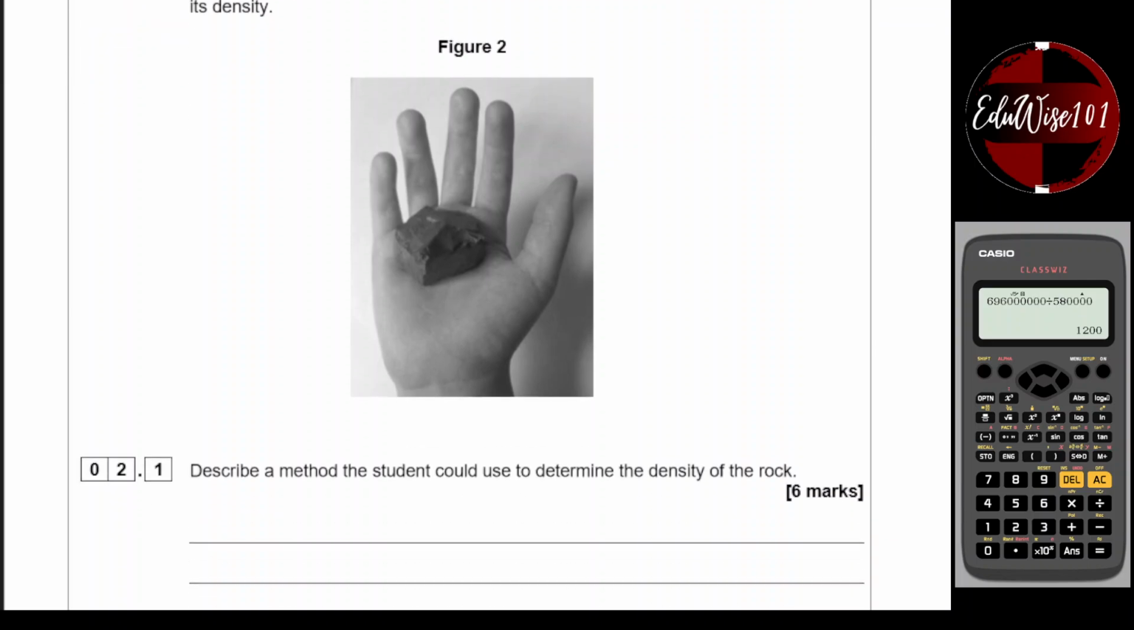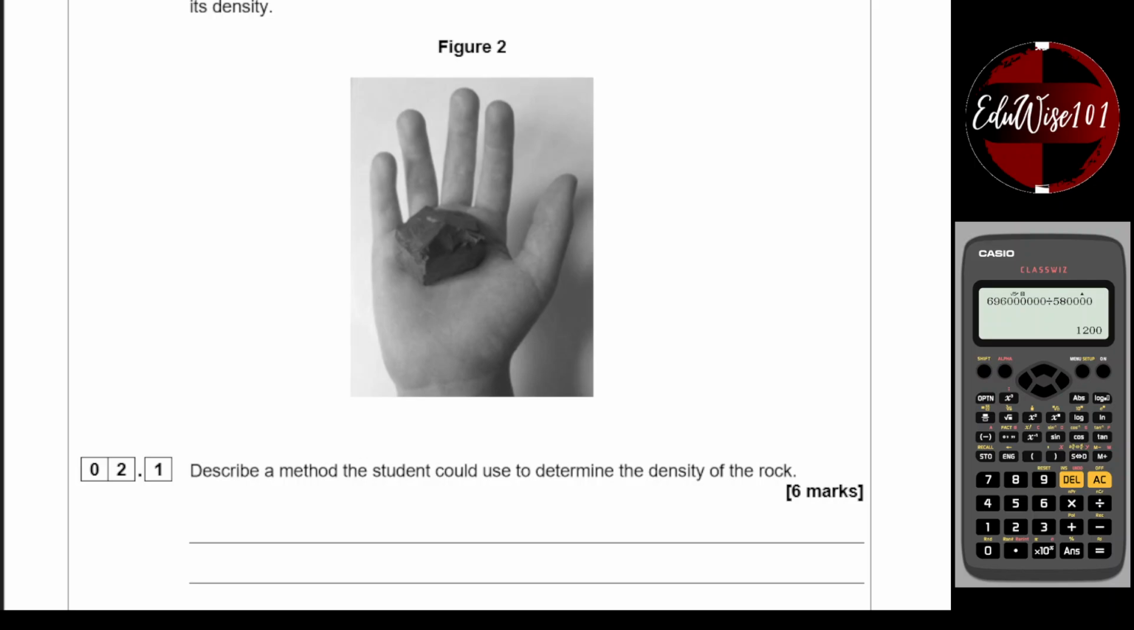2.1. Describe a method the student could use to determine the density of the rock. Now, this question refers to one of the required practicals on finding the density of regular and irregular objects. Now, the rock is an irregular object, which means you cannot measure its length, width, and height to find its volume. Remember, density is mass divided by the volume. Now, in order to find the mass, you can use a weighing scale.